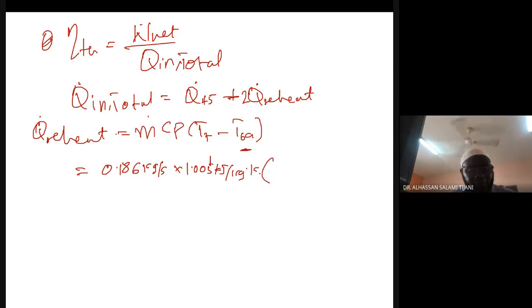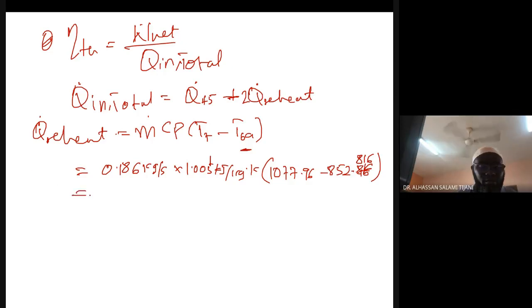times T7. T7 we have calculated 1077.96 minus 852.816. So now this gives the overall reheating 42.09 kilowatt.